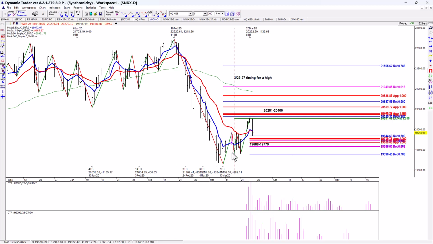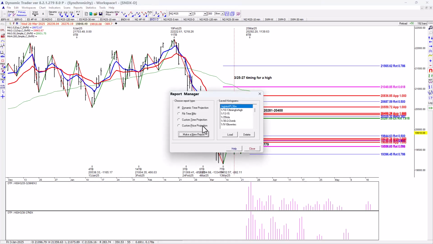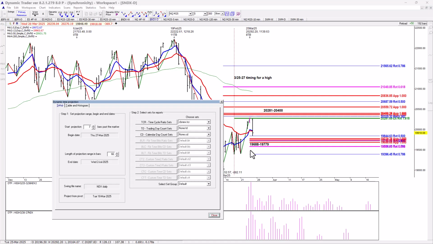Okay, so then I ran from this low. So then we'd go reports, dynamic time projection, make a new report. I'm projecting from that last low for the next possible high. So it would have been probably from Monday. So here, I'm going to run the histogram. So just click on table and histogram. Actually, one of the things is that I was able to edit the cycles that were in this. I was going to try and show it to you, but it doesn't seem to want to open right now. But anyway, let's just run the next one.